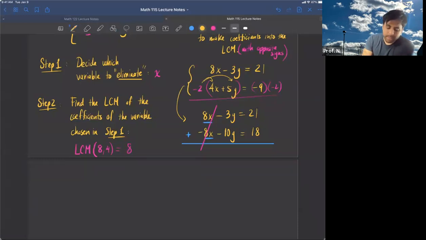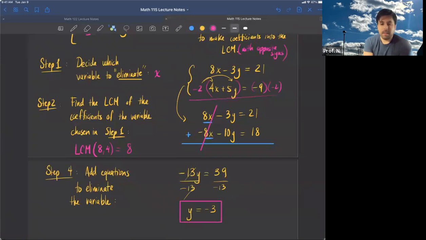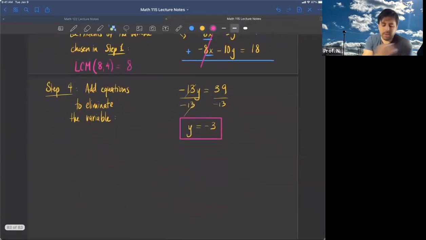And then what's left? So step number 4 is add equations to eliminate the variable. So now what do I have? I got negative 3y minus 10y is negative 13y equals 21 plus 18 is 39. Divide by negative 13, divide by negative 13. And I get that y is equal to negative 3. Boom. I got y equals negative 3.